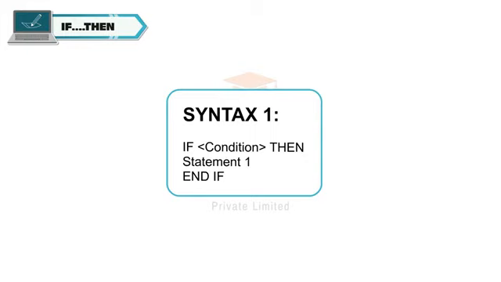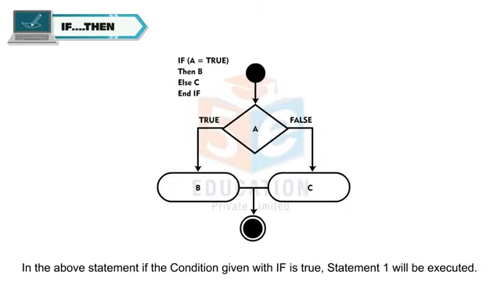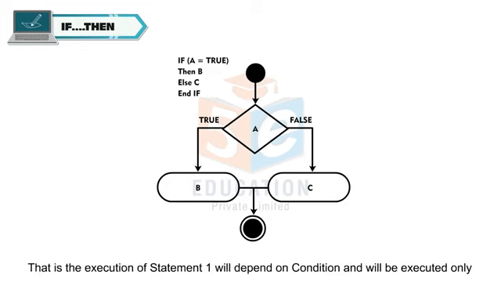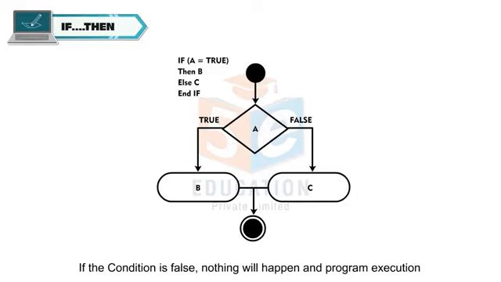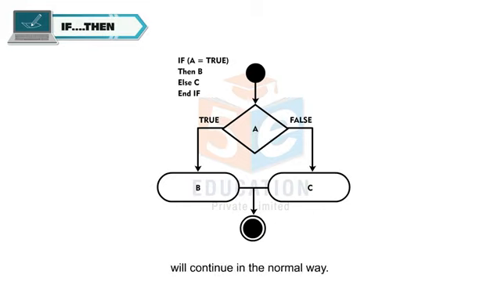Syntax 1: IF condition THEN statement 1, END IF. In the above statement, if the condition given with IF is true, statement 1 will be executed. That is, the execution of statement 1 will depend on the condition and will be executed only if the condition is true. If the condition is false, nothing will happen and program execution will continue in the normal way. Each IF ends with END IF.